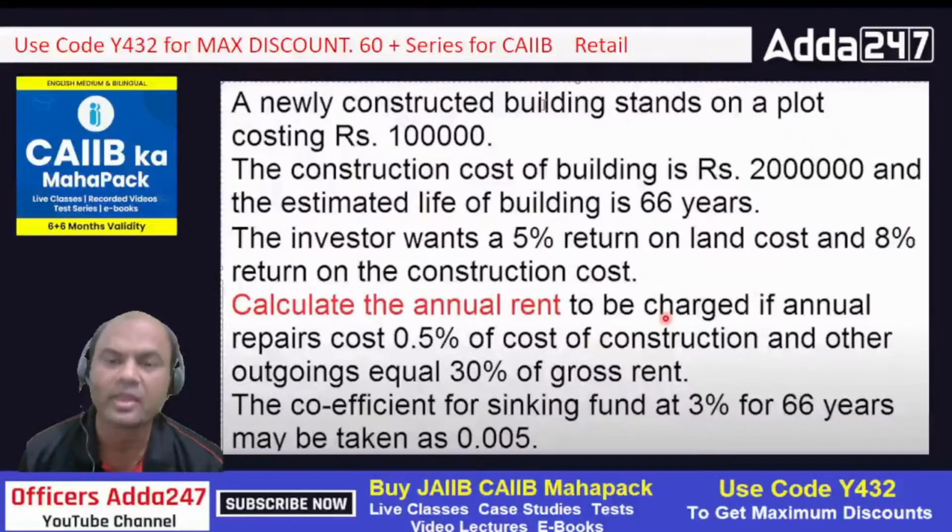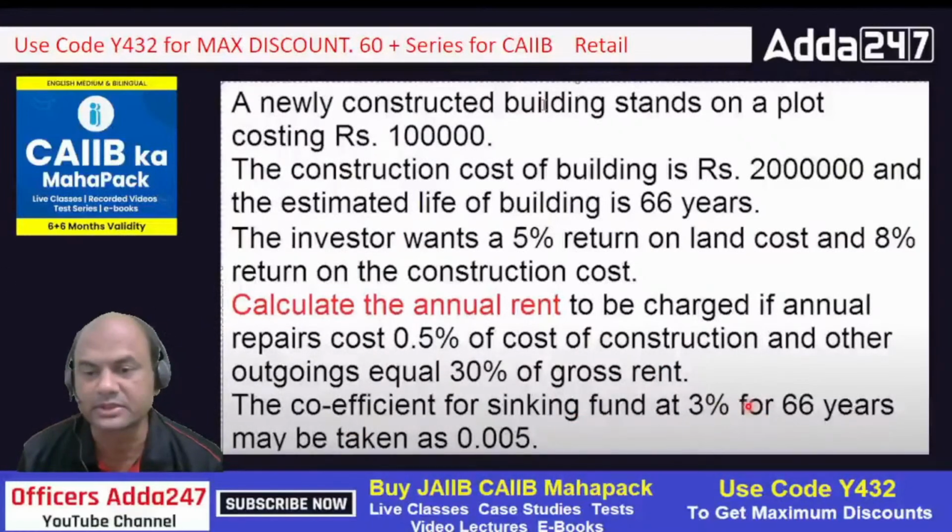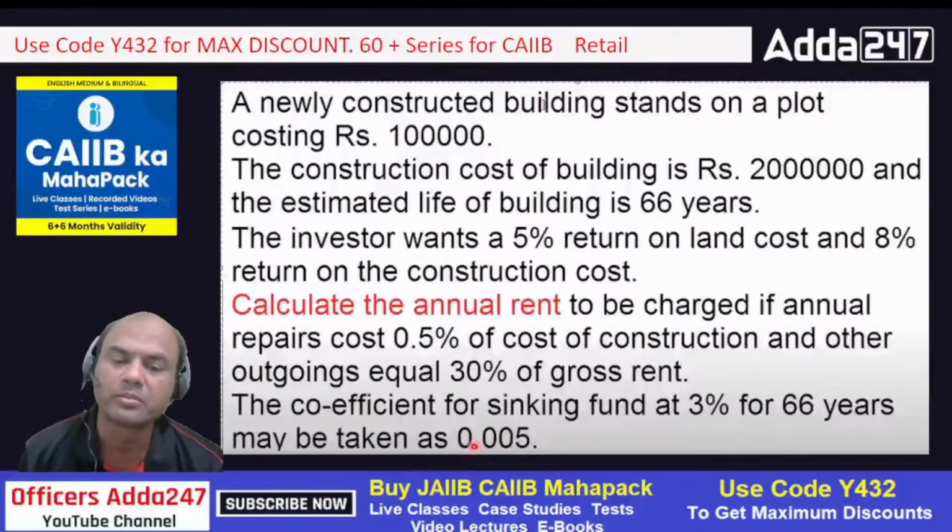Calculate the annual rent to be charged, if annual repairs cost is 0.5% of the construction cost, and other outgoings are equal to 30% of the gross rent. The coefficient of sinking fund at 3% for 66 years is to be taken as 0.005. Look at all these points: plot cost, construction cost, life of the building, the investor's returns, repairs cost, regular outgoings, and sinking fund. These are the important points to focus on.